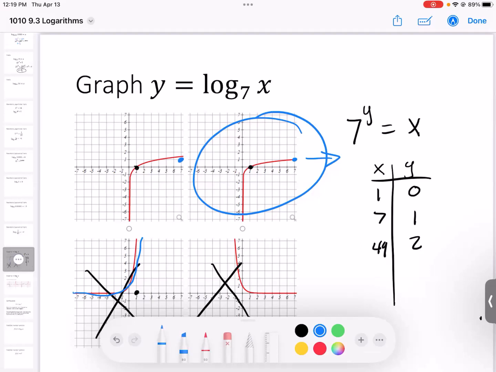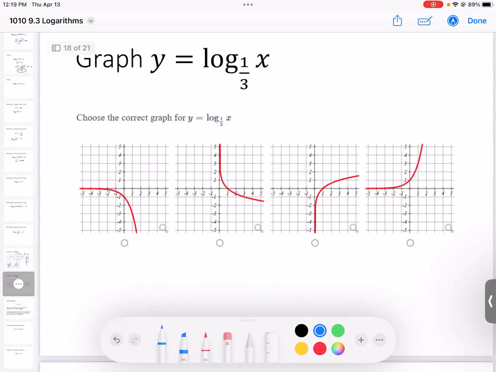Okay. So you'll have some graphing problems. Let's do one with a fraction, just so that we can look at how that would work. In this case, we have y equals log base 1/3 of x. So what would be the base of my power if I were to rewrite this in exponential form? Okay, 1/3. What would my exponent be? Y. And my thing that would be equal to would be x. Perfect.